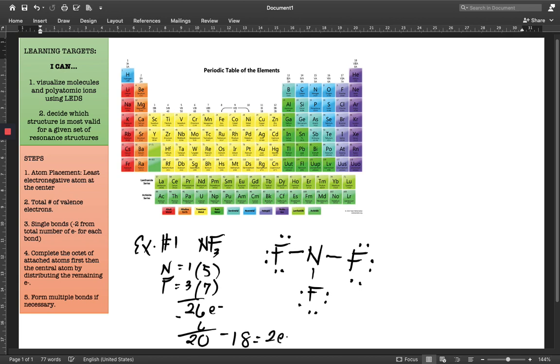And then where do these 2 electrons go? To the central atom. So 1 and then 2, right? The next thing is we must make sure that the central atom already has a complete octet: 1, 2, 3, 4, 5, 6, 7, 8. So we were able to draw the correct structure for nitrogen trifluoride. All right? Maybe you can pause the video for a few moments to reflect on what we did there.